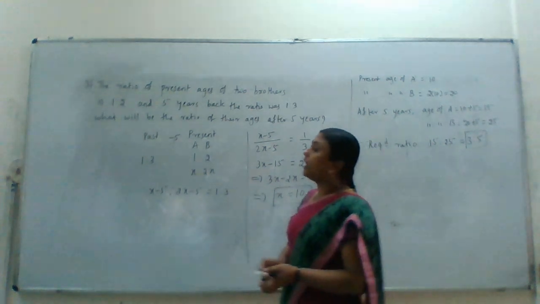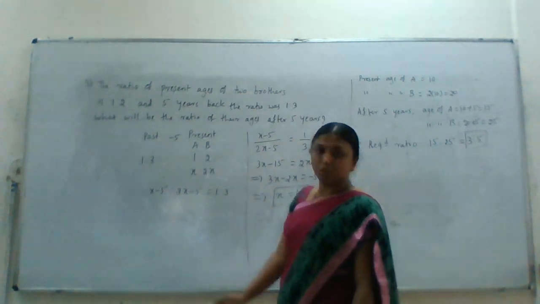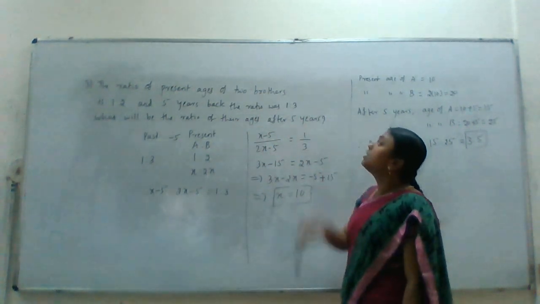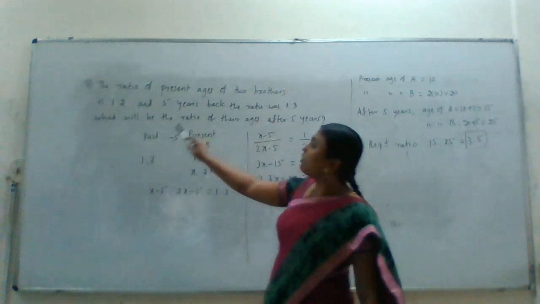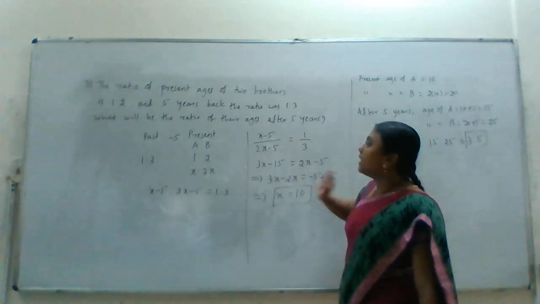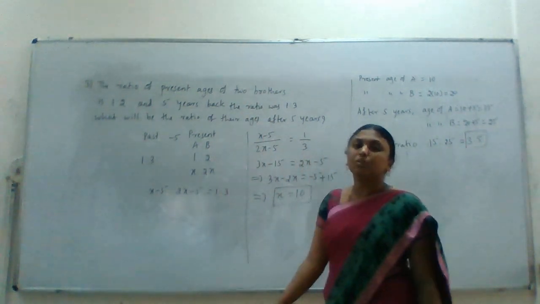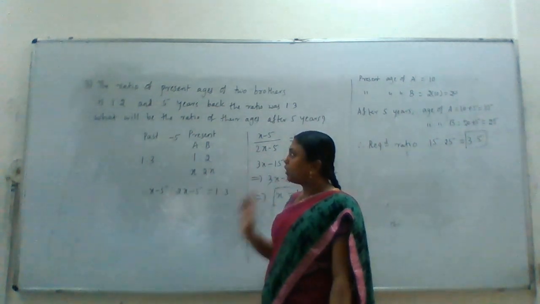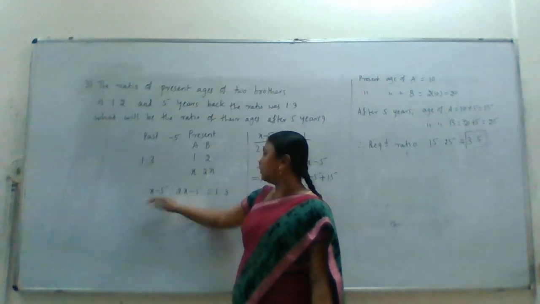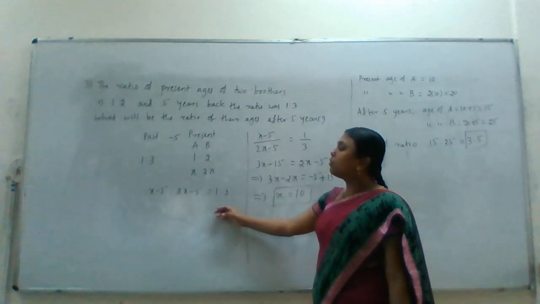So understand it carefully. The ratio of present ages of two brothers is 1:2. Okay. Then 5 years back, the ratio was 1:3. Then what will be the ratio of their ages after 5 years? So first, present ages of two brothers, I will take A to B, that is 1:2. You can write it as x is to 2x. 5 years back, that means subtract 5. So x minus 5 is to 2x minus 5. This ratio was 1:3.